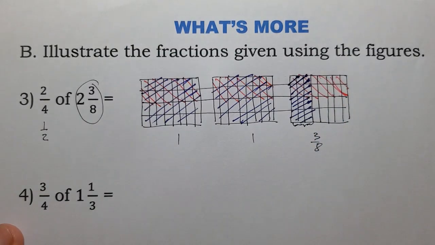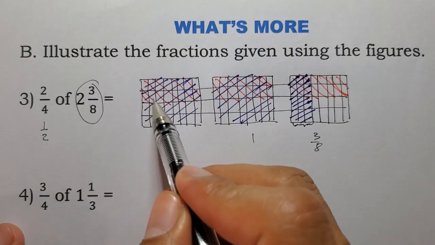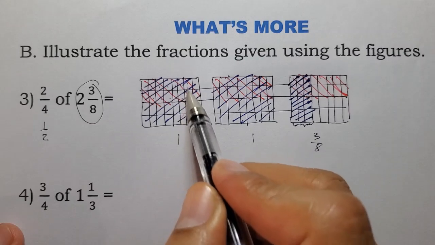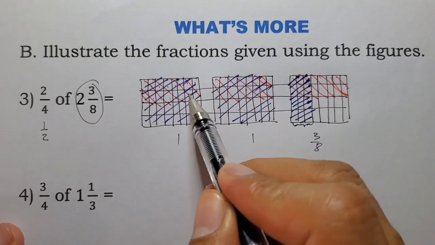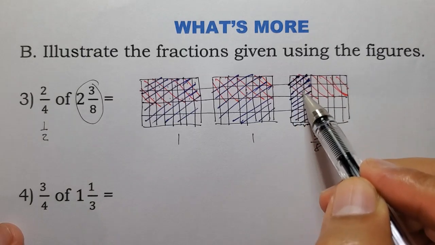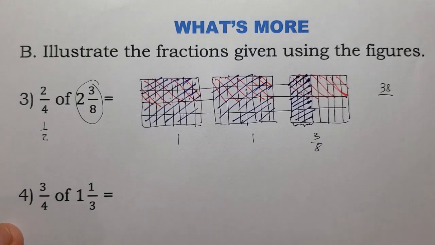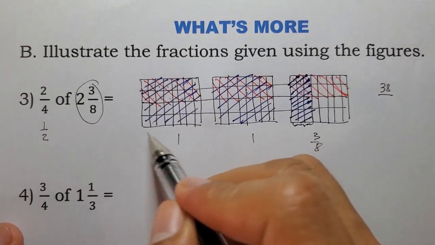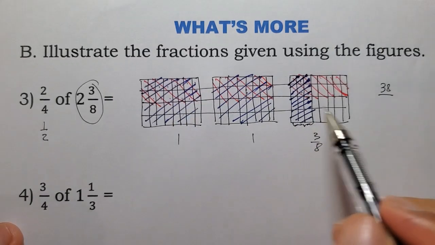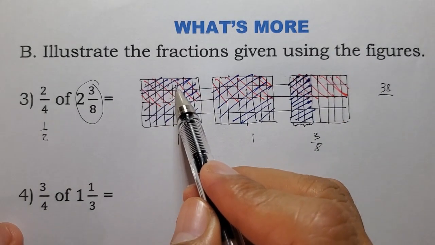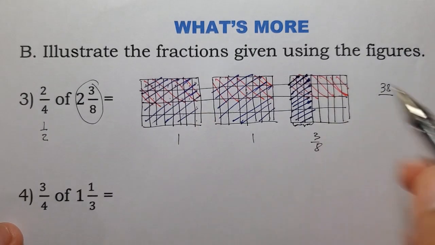Now, if you will try to observe here, how many parts were shaded twice? So that is 1, 2, 3, 4, 5, 6, 7, 8, 9, 10, 11, 12, 13, 14, 15, 16. 16 also here. So 16 plus 16, 32, 33, 34, 35, 36, 37, 38. So 38 equal parts were shaded. And of course, our denominator will be the number of parts one whole was divided. So each whole here was divided into 1, 2, 3, 4, 5, 6, 7, 8, 8, 16, 24, 32. So our answer is 38 over 32, or 38 32nds.